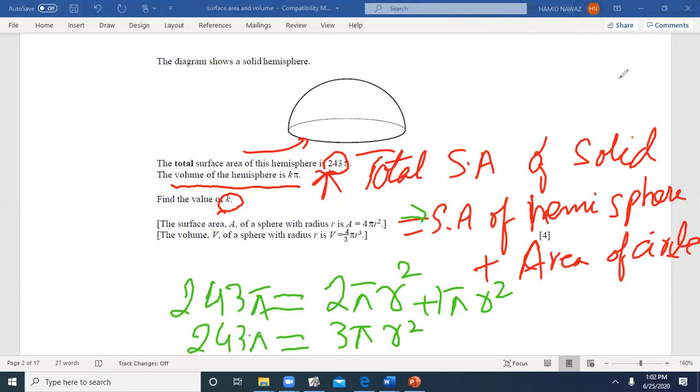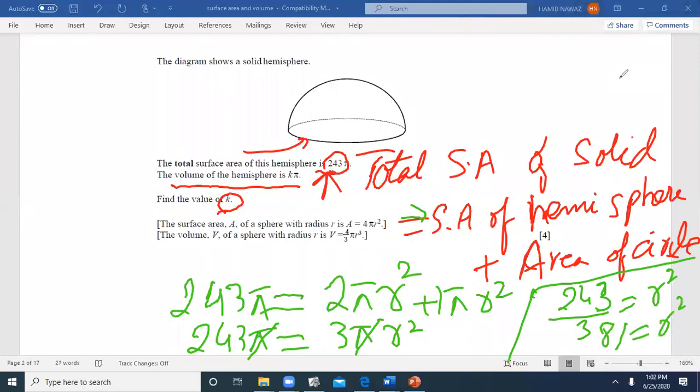243 pi. Now this pi, as I explained so many times, will be cancelled off. This 3 will be divided on the other side. Let me do it in this corner. So it will be 243 divided by 3 equals r squared. When you divide it, it comes out to be 81 equals r squared. And r comes out to be 9. Till this point, any questions?